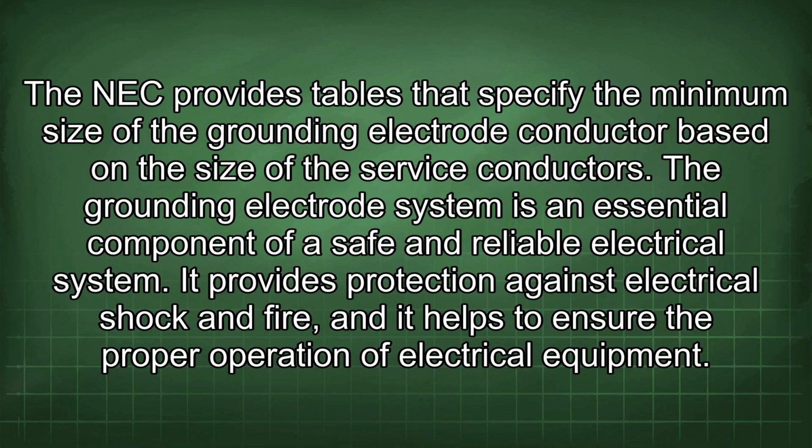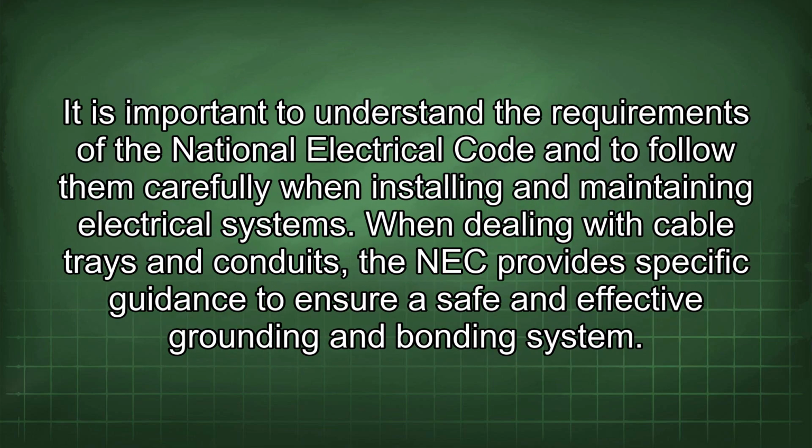The NEC provides tables that specify the minimum size of the grounding electrode conductor based on the size of the service conductors. The grounding electrode system is an essential component of a safe and reliable electrical system. It provides protection against electrical shock and fire, and it helps to ensure the proper operation of electrical equipment. It is important to understand the requirements of the National Electrical Code and to follow them carefully when installing and maintaining electrical systems. When dealing with cable trays and conduits, the NEC provides specific guidance to ensure a safe and effective grounding and bonding system.